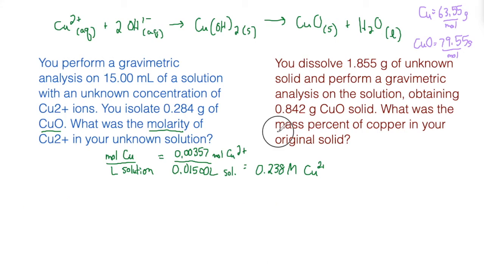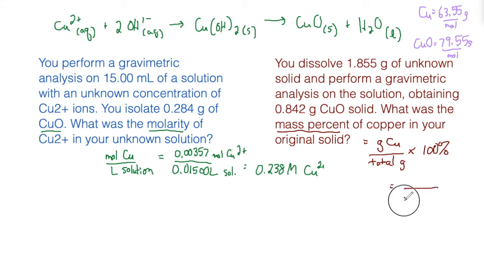All right, so this next one we want to get the mass percent of copper. In order to get the mass percent of copper, we need to know the mass of copper and the total mass of our compound, and multiply that by 100%. So we know the total mass of our compound. We had a sample that was 1.855 grams total. Now we just need to know how many grams of copper are in there. And we'll have to use the copper 2 oxide to figure that out.